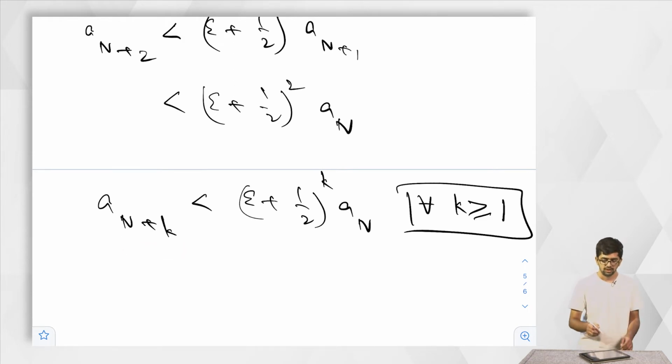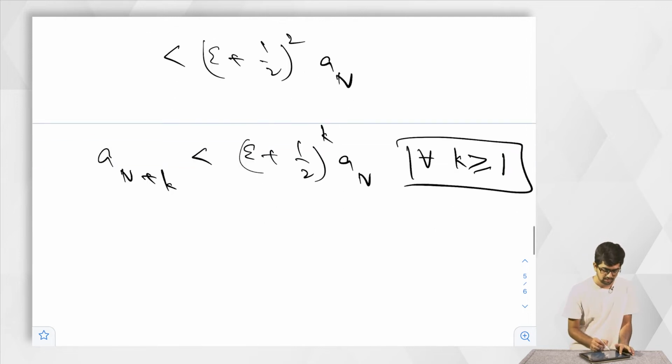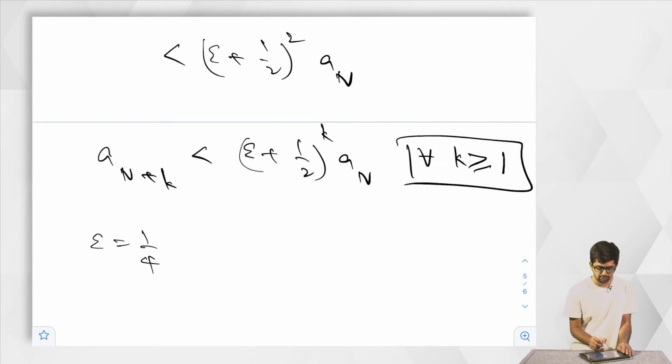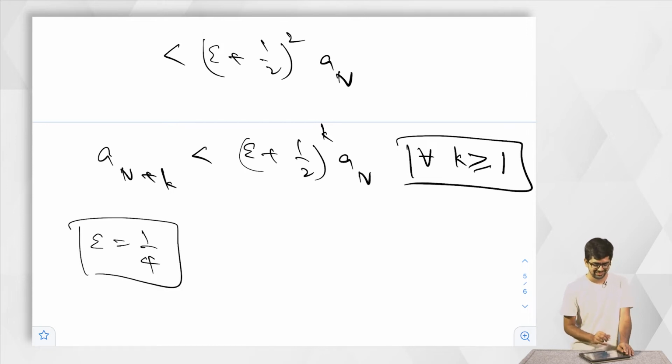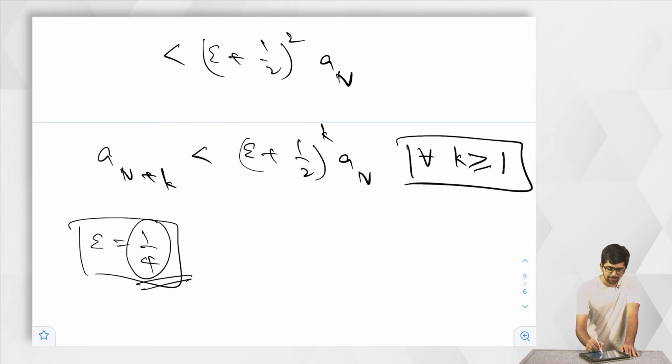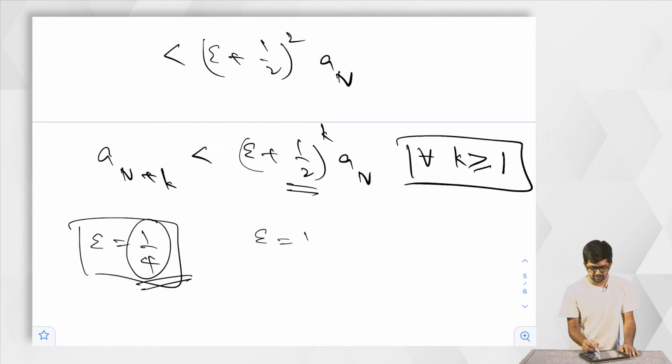Now see, epsilon can be any positive element. In particular, epsilon can be 1/4. What is special to 1/4? There is really nothing special. I took 1/4 so that 1/4 plus half is still less than 1. Epsilon is equal to 1/4, epsilon plus half is equal to 3/4.